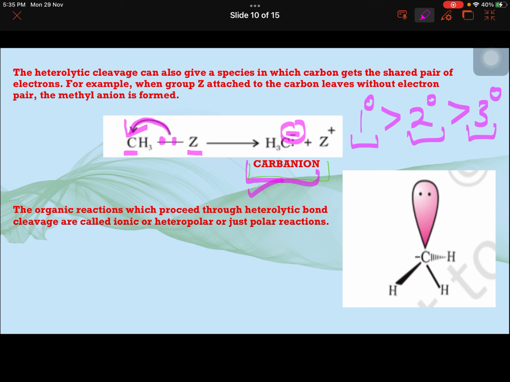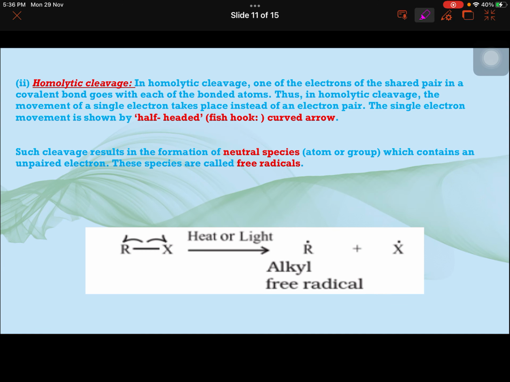And the organic reactions which proceed through heterolytic bond cleavage, or I should call it heterolytic fission, they are called ionic or heteropolar or just polar reactions. Why? Because you are getting positive and negative poles developed. So we call it polar reactions.